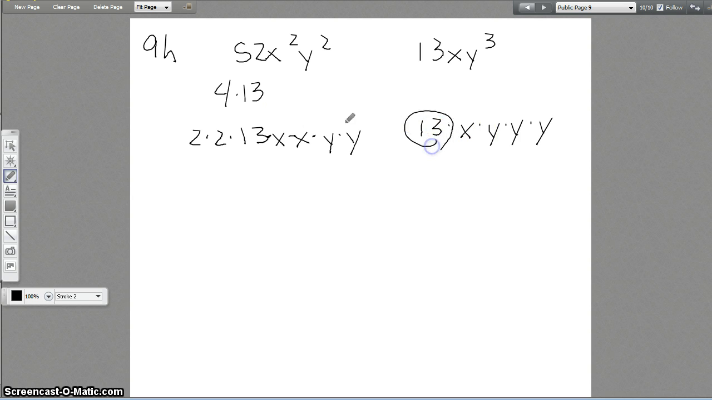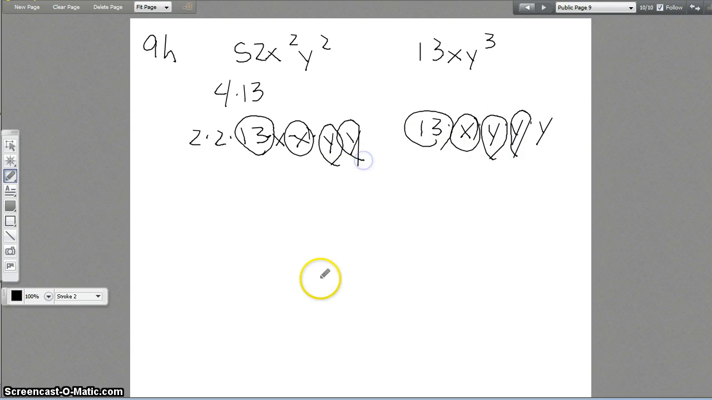So now we see what's in both lists. Well, both lists have a 13. Both lists have an x, and both lists have not just one, but two y's. So our greatest common factor here is going to be 13xy squared, because 13 appears once in each list, x appears at least once in each list, and y appears at least twice in each list. So 13xy squared is the greatest common factor.